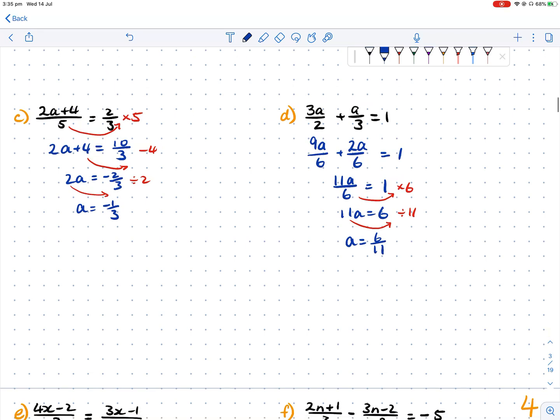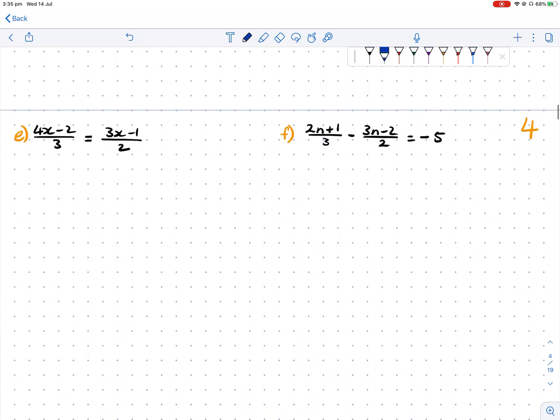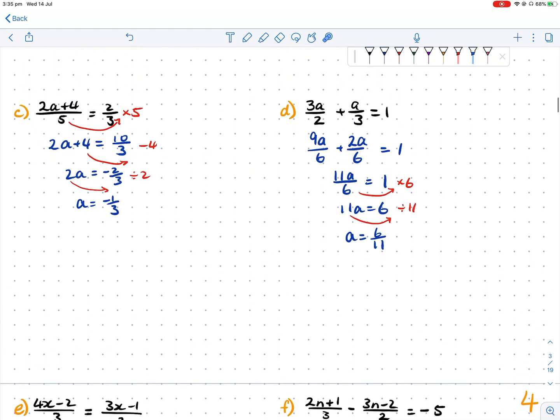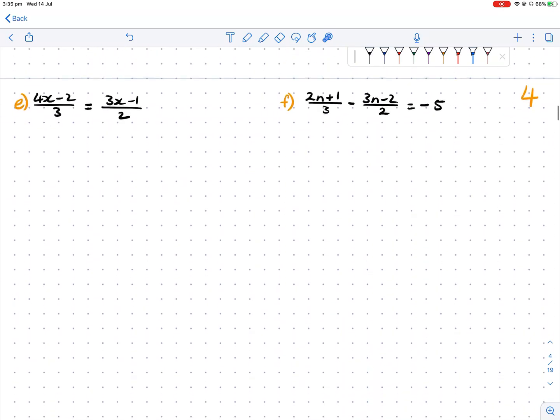Hopefully those ones were okay. Let's keep moving. Now, question E. This question looks very similar to the one just above it, question C. But the only thing is we do have pronumerals on both sides. So one way we could solve this is first by making a common denominator, and then we multiply both sides by the same number.